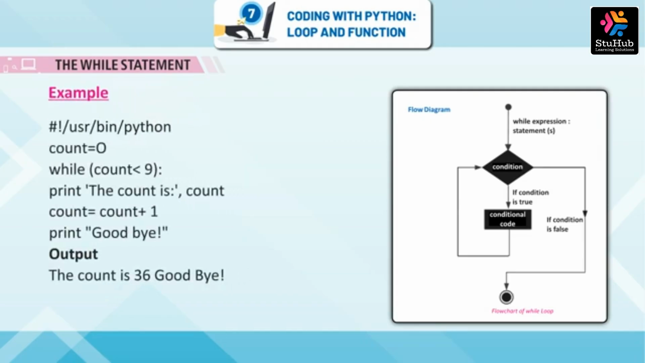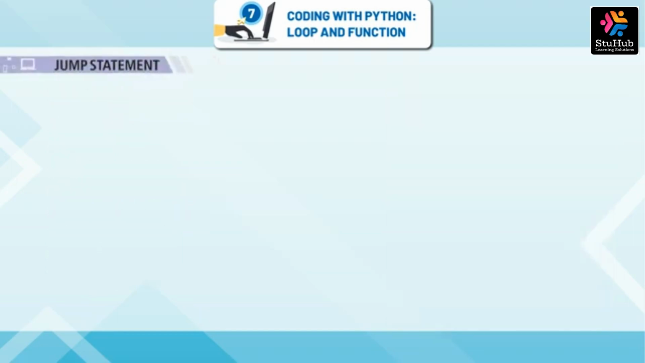Example: #!/usr/bin/python, count = 0. While count < 9: print('The count is:', count), count = count + 1. print('Goodbye'). Output: The count is: 36, Goodbye.